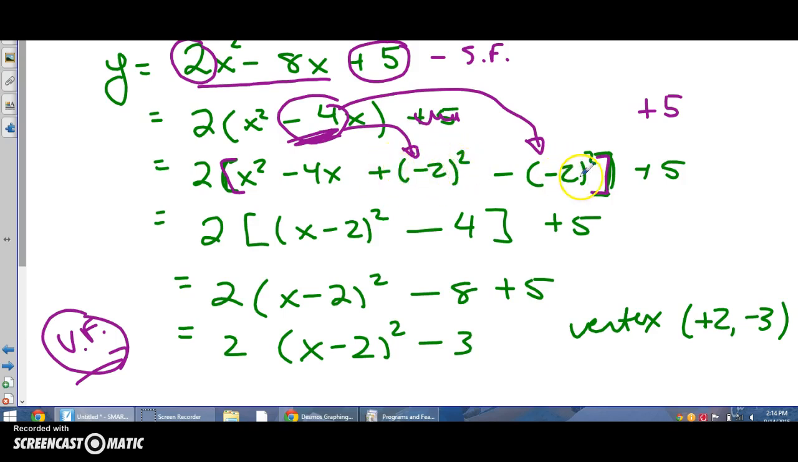You add it and you subtract it. Now we're going to do some little things with this. One thing we're going to look at here is that x squared minus 4x plus minus 2 all squared is, in fact, x minus 2 all squared. So if you were to expand x minus 2 all squared, you would end up with this entire thing here.